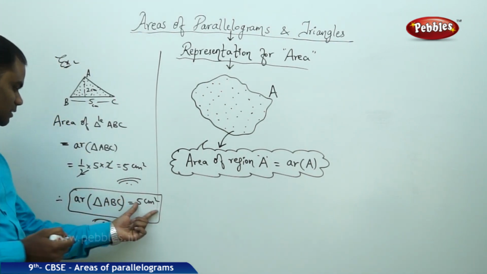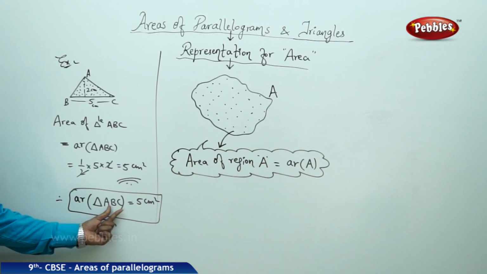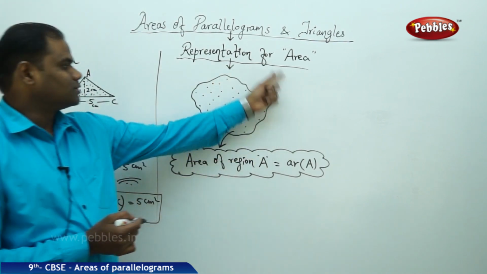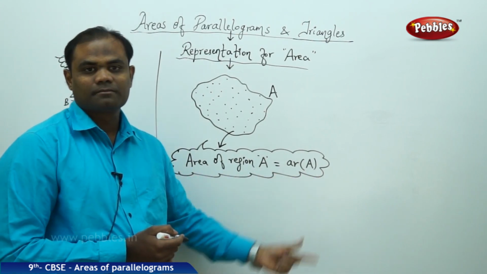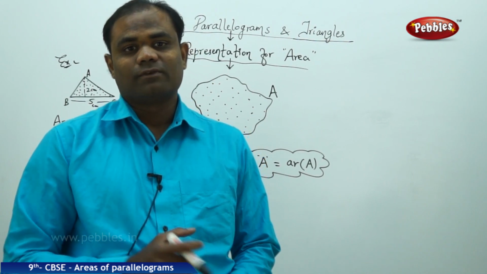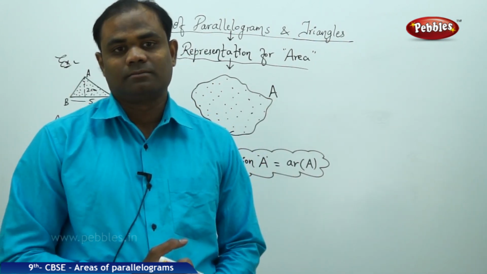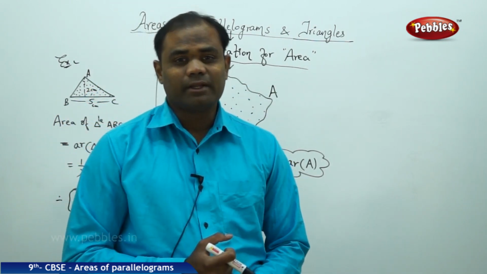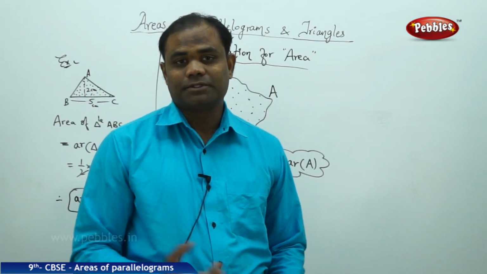That is the representation when you find area. Finally, I represent the answer with AR of the given region. This region is triangle ABC. This region is A, which comes here. AR of A implies area of the entire region A. That is how I understand the representation for area of any given region.